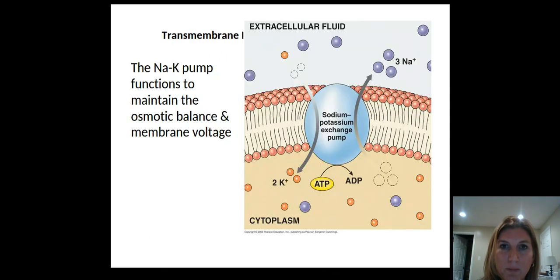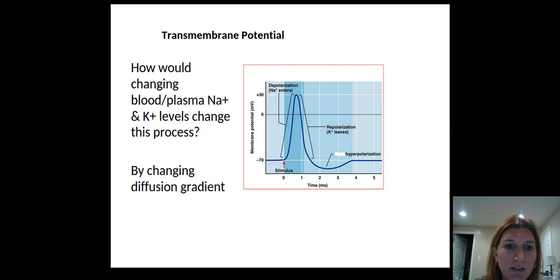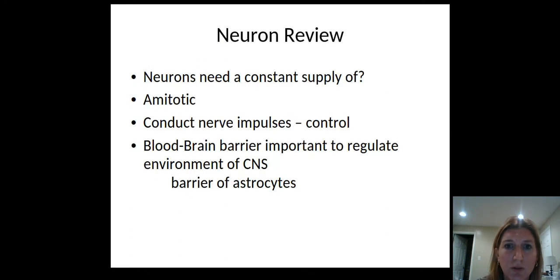So that sodium-potassium pump reestablishes that osmotic balance and that transmembrane balance. I just have about 20 seconds left here in my little video clip. This is just that graph. You should be familiar with this, right, from last semester. The whole depolarization, repolarization chart and graph. It's important to understand how the diffusion gradient works, how those different channels play a role. And, neurons. Neurons need a constant supply of glucose and oxygen. That's my video.